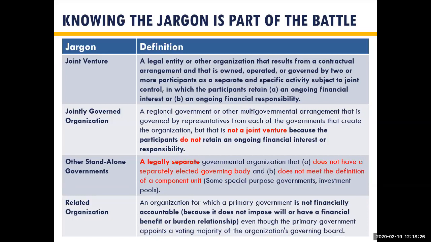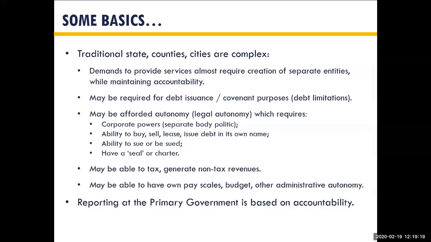Joint venture versus a jointly governed organization. Look at the difference in a jointly governed organization. The most common of a jointly governed organization are these regional governments or other multi-government arrangements that are governed by representatives that create the organization, but it's not a joint venture because there's not an ongoing financial interest or responsibility. And in some cases, they result in some form of shared service arrangement. And look at the other standalone governments. This is kind of interesting because in this case, there's no separately elected body and it doesn't meet the definition of a component unit, yet these other standalone governments exist. So these can be pretty complex relationships.